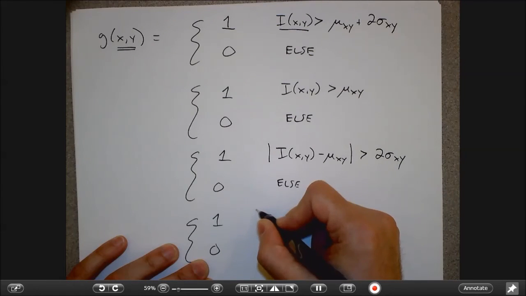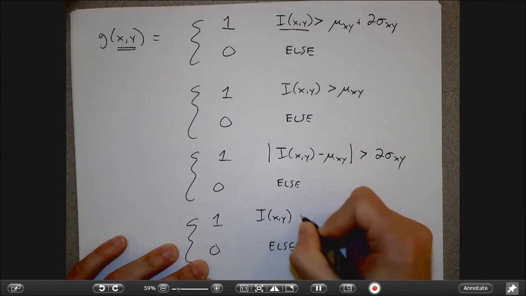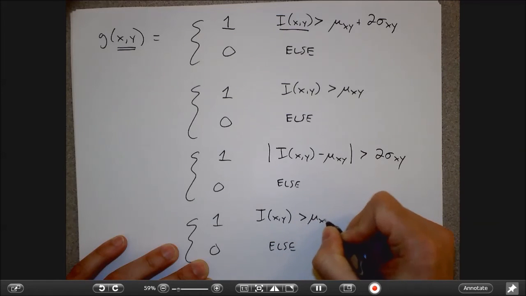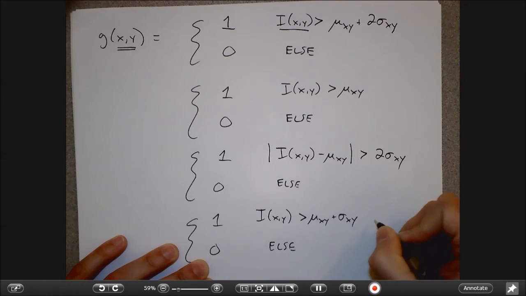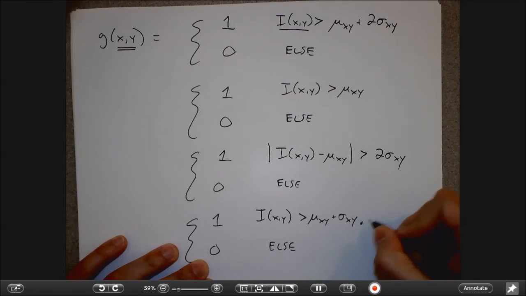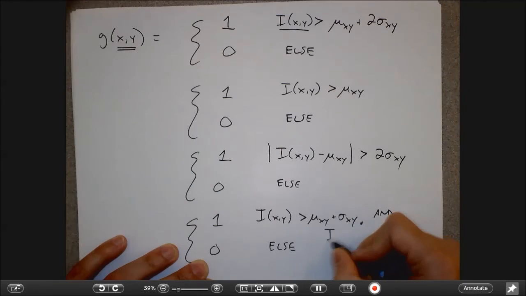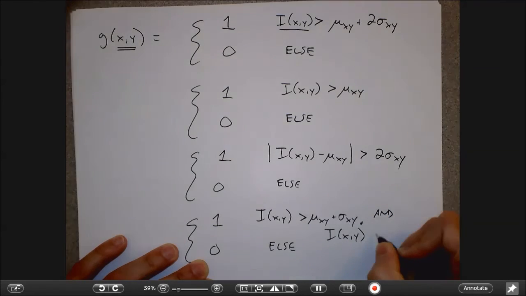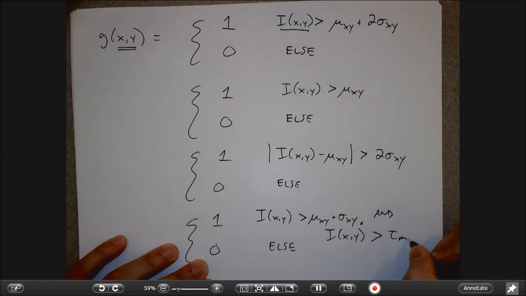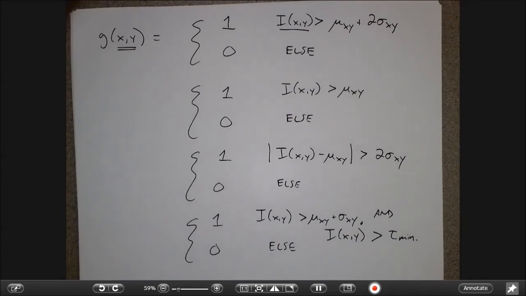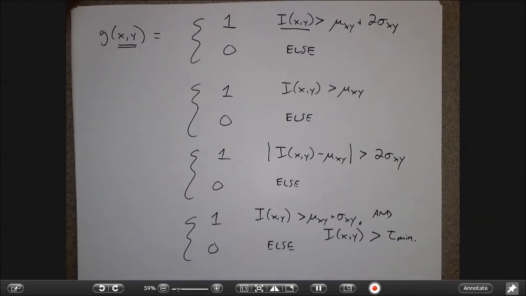Or I could say, okay, I want the image to be greater than the mean, and I also want that pixel to be in absolute value greater than some threshold, right? So this is like saying there's a local criterion that says I want to be locally bright, and there's also a global criterion that says you need to be at least this bright to pass, right?